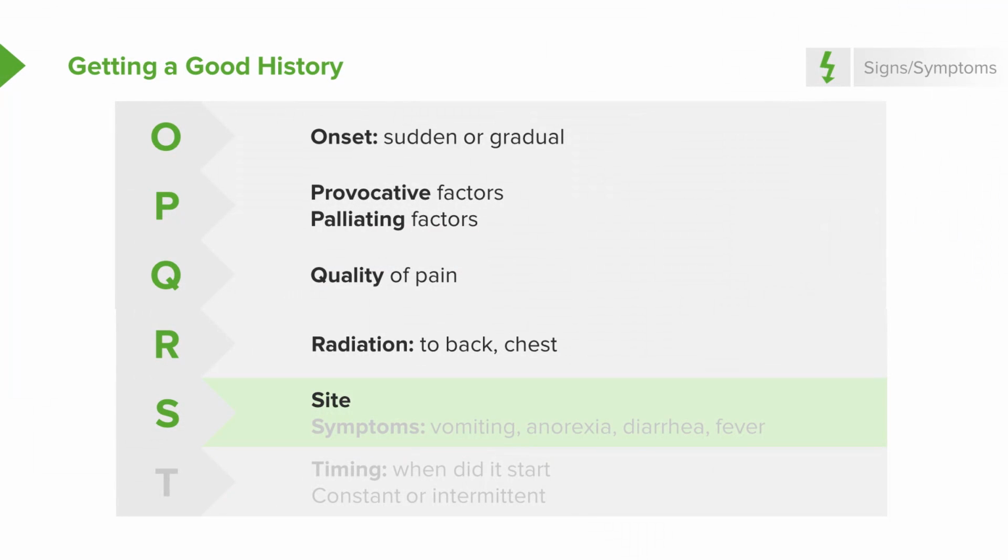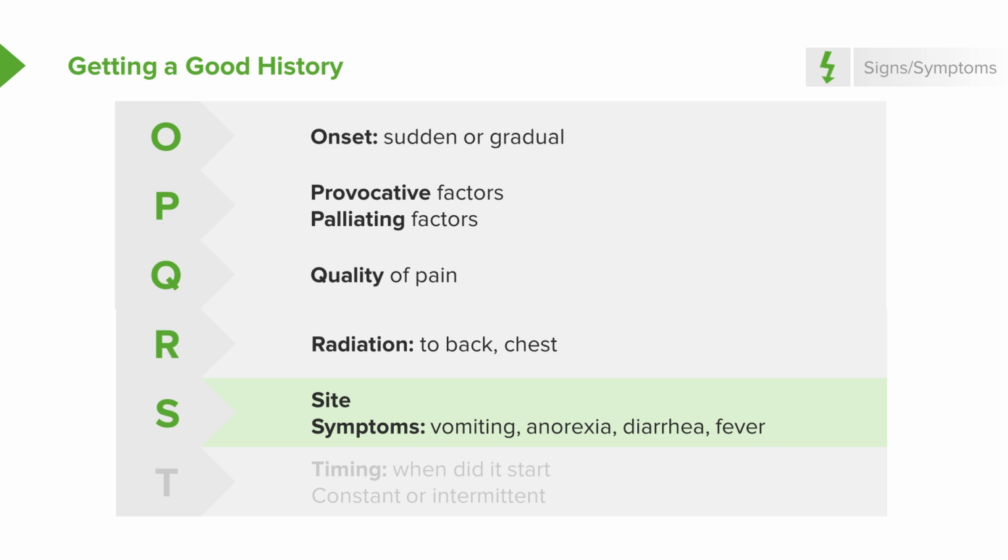S stands for site. Where is the pain? Our belly, if you've done anatomy, is divided into different quadrants, and there's different stuff that lives in each of these different quadrants. Now, granted, some patients don't always follow the rules, but for the most part, knowing the site and knowing where they're describing their pain is helpful.